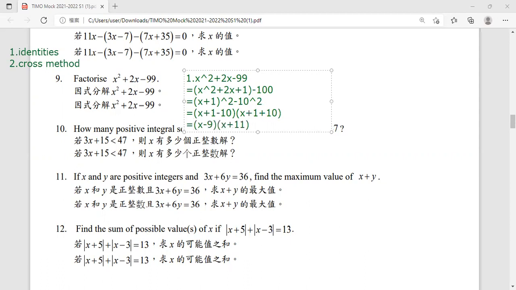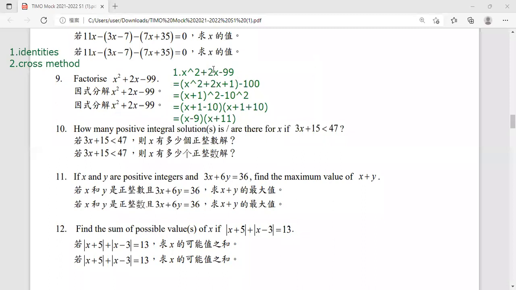Of course, I do it very slowly, but if you are fast enough, you can do it verbally. Now, if you use the cross method, x squared plus 2x minus 99 is supposed to equal the product of x plus a and x plus b. This is method 2.